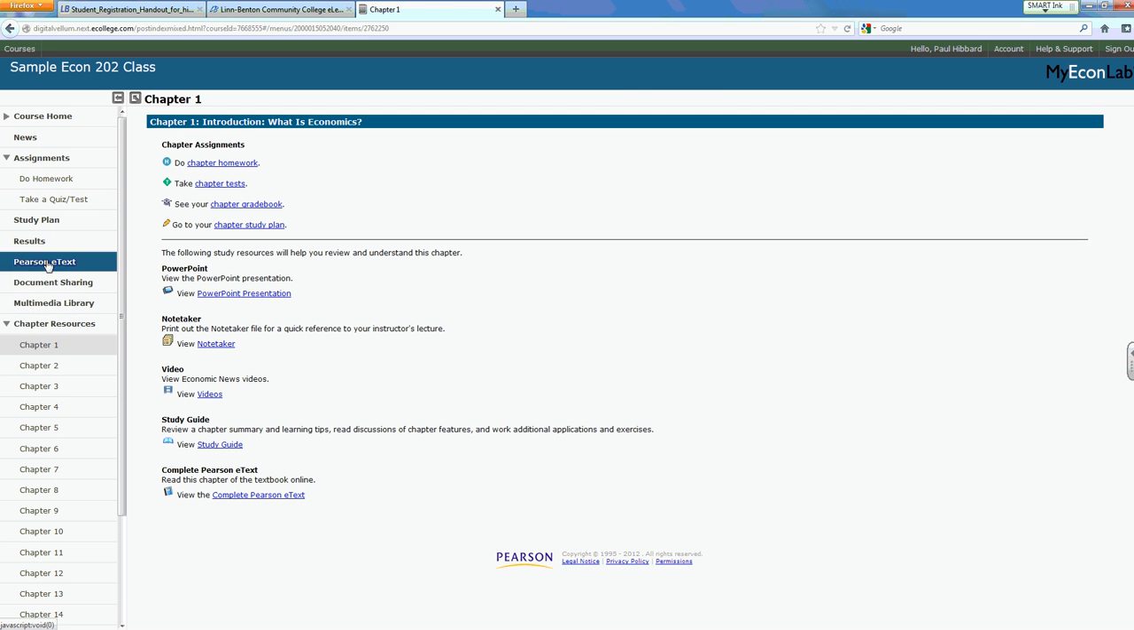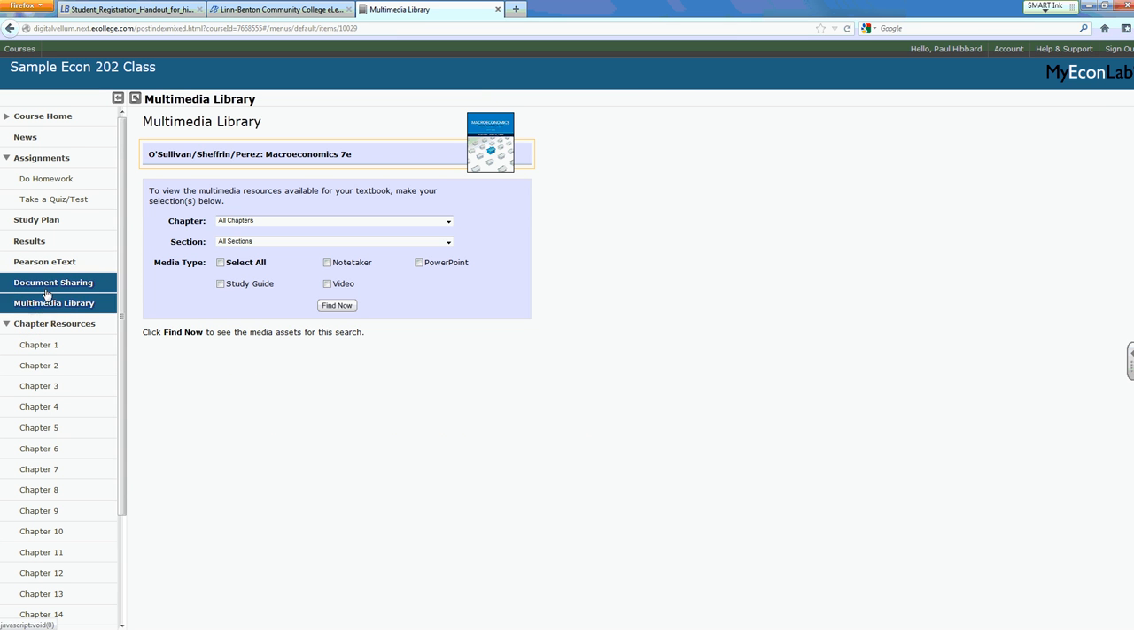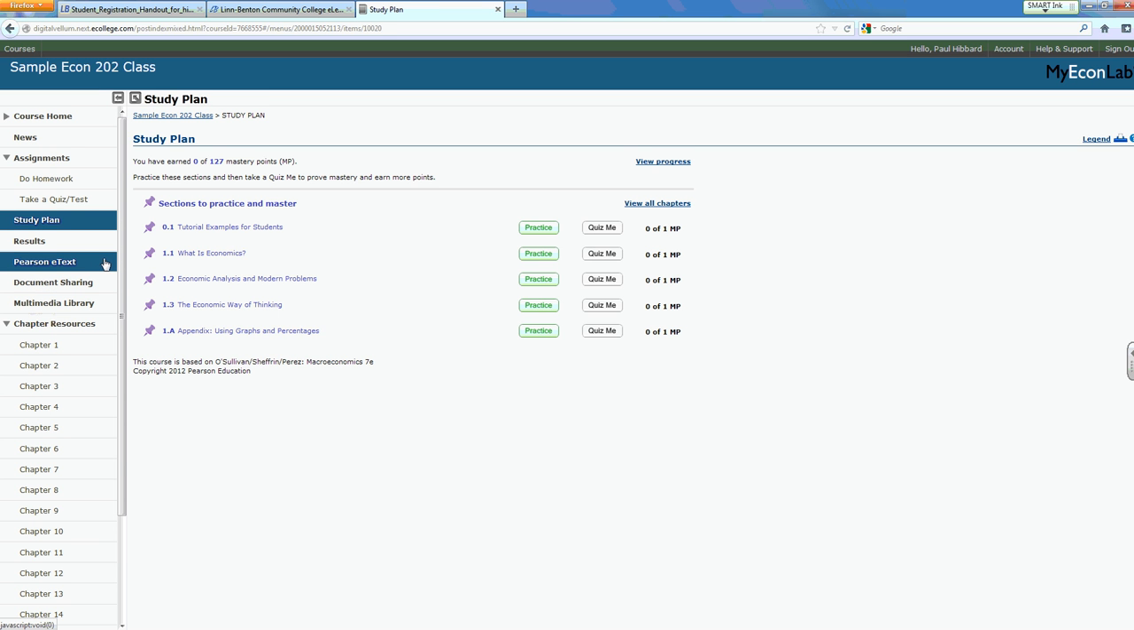There's also some other resources here. There's a multimedia library, which you might find helpful, and a study plan. This study plan, I've known students that have enjoyed using this to practice questions and then quiz themselves on questions. You're not required to do anything on Pearson other than the assignments, the online assignments, and the online exams. But I would recommend using the other resources at your leisure to learn more about the course and learn more about the chapter.